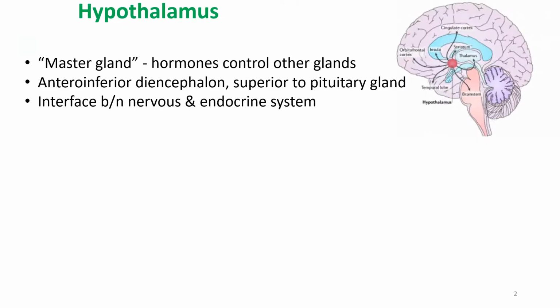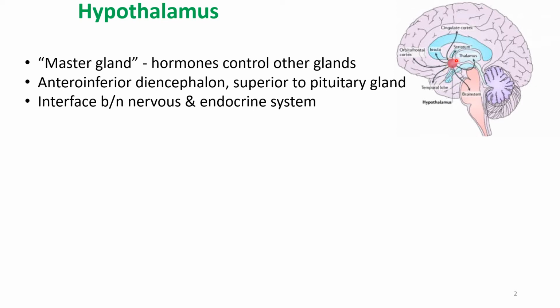So the hypothalamus, we've called before being our master gland. It's going to be secreting hormones that are controlling almost all of the other glands in our body. It's going to sit on the anteroinferior diencephalon. So here's our thalamus over here. That's part of the diencephalon. So the hypothalamus, of course, is sitting just anterior and a little bit below it. It's going to sit right above that pituitary gland right here.